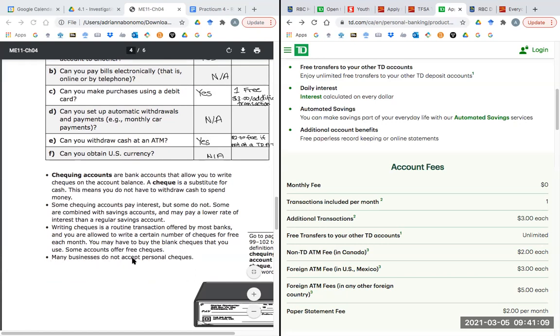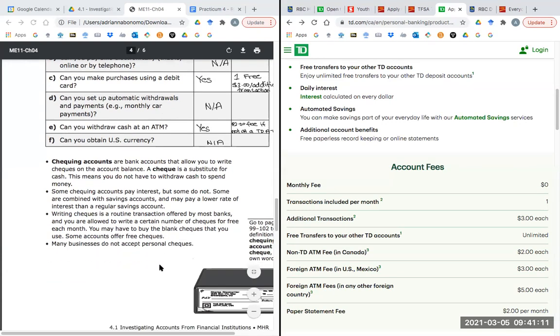And a lot of businesses do not accept personal checks as a method of payment. So for example, what that means is if you were to go to the store, let's say you're going to the grocery store, usually you can't write a check to pay for your purchase. It doesn't really work like that.